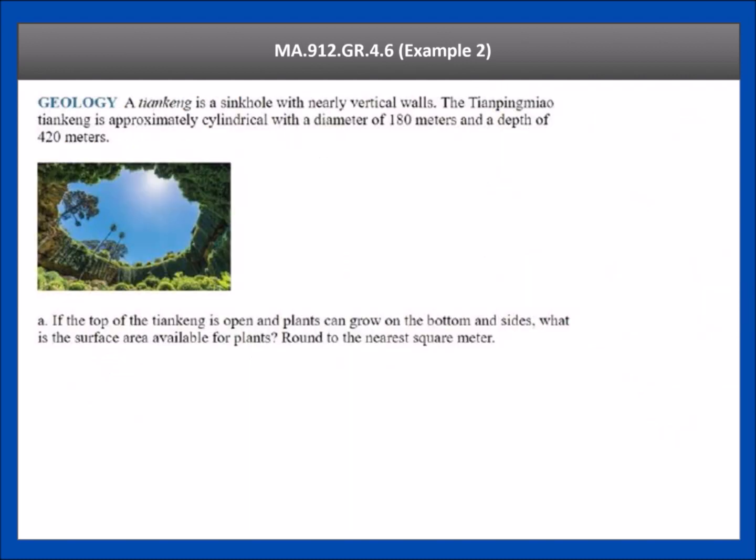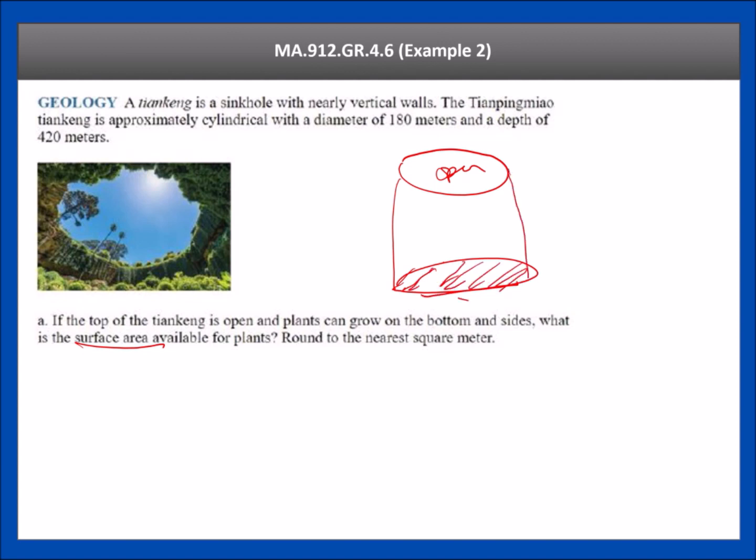All right, so example 2, same scenario, but this time we're doing the surface area. What is the surface area available for plants if the top of it is open and plants can grow on the bottom and the sides? In this case, it's open on top, but it's closed at the bottom. It's the floor, so obviously it's going to be closed there. So we're just finding the surface area of everything else except for the open top part.